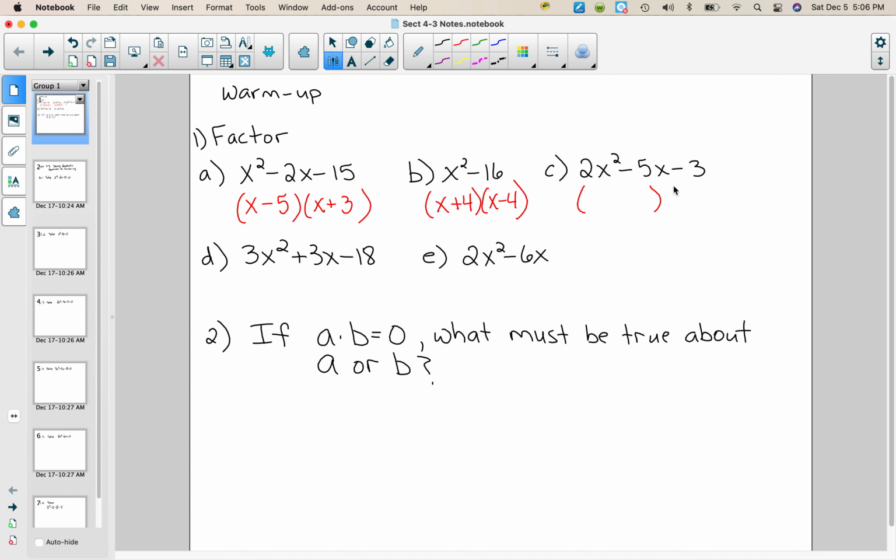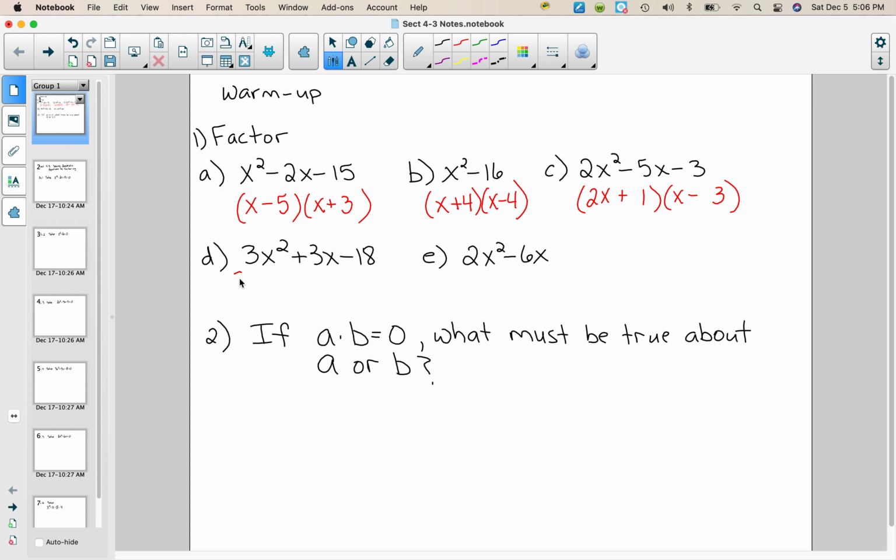Part C, the only way to get 2x squared is 2x times x. The only way to get 3 is 3 times 1. And in order for us to have this 5 as the part of that sum, the 3 is going to have to go here, the 1 is going to go here, this will have to be negative, this will have to be positive. So you can kind of reason through that.